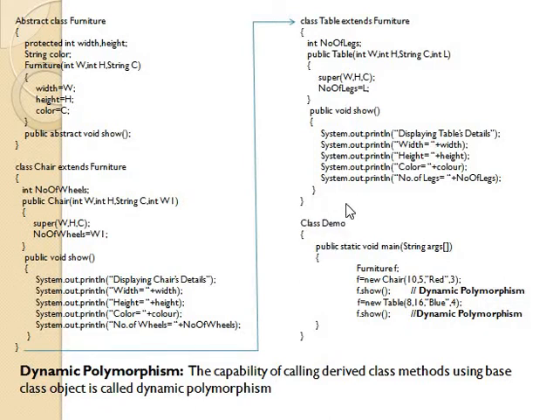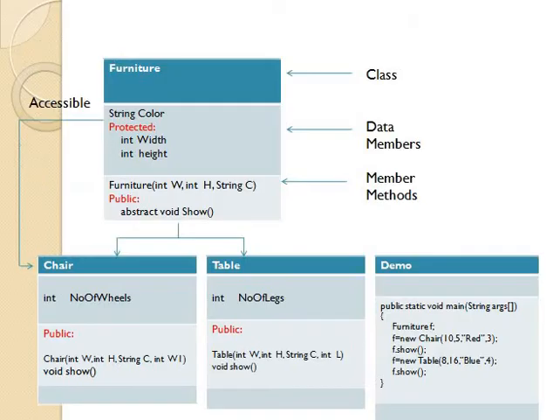Now look at this class demo. This demo class is in no way connected with the classes furnisher, chair and table, because it is not an inherited member of the class furnisher, nor the class chair, nor the class table. So this is a standalone class, and it has been kept separate from the classes furnisher, chair and table.